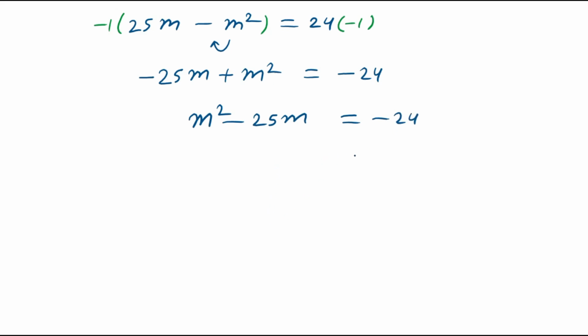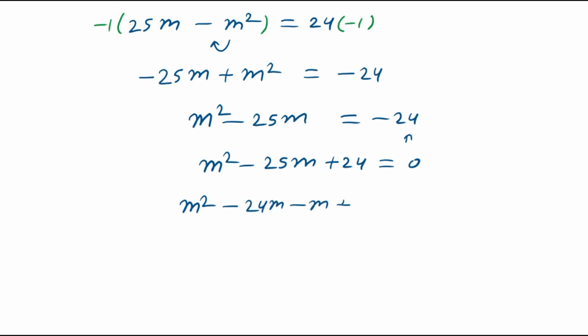Now if we take all the expressions on the same side, then m square minus 25m, and if we take minus 24 to the left hand side, then this is plus 24, and this is equals to 0. Look carefully, on the left hand side we have a quadratic equation and this quadratic equation is factorizable. Here we will apply middle term split, then m square minus 25m is minus 24m minus m plus 24, and this is equals to 0.